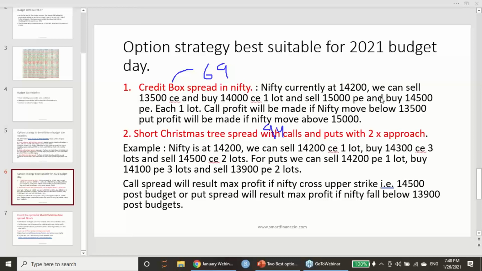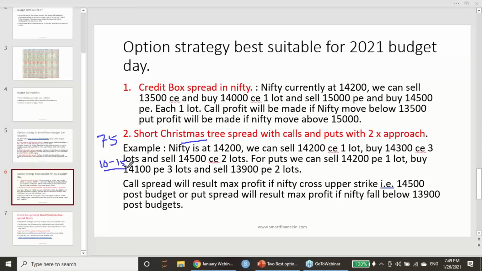Now margins have been reduced for the index options. With the SPAN margin concept, the credit box spread will have a lesser margin. The Christmas tree can take 94,000. Here there are two selling sides, but in the Christmas tree you have 3 calls to sell and 3 puts to sell, so the Christmas tree can expect a higher margin. The credit box spread will take the lower margin.